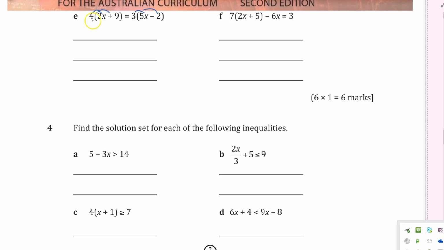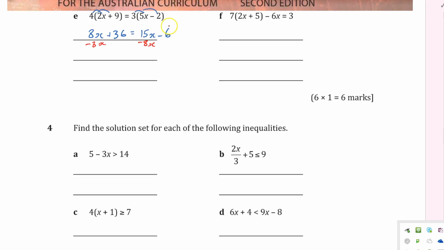So I expand the brackets on each side. 4 by 2 is 8, so that's 8x. And 4 times 9 is 36, and that's equal to 3 5s are 15, so 15x, and 3 times negative 2 is negative 6. I have a larger number of x's on the right than the left, so I'm going to get rid of these on the left by subtracting the 8x. And I must do that to the right side as well.